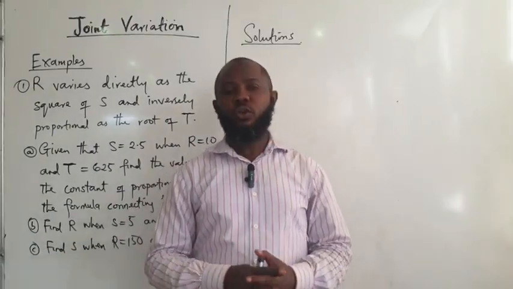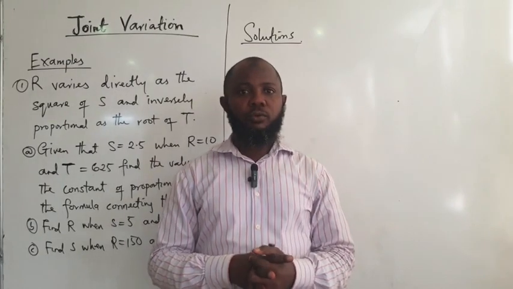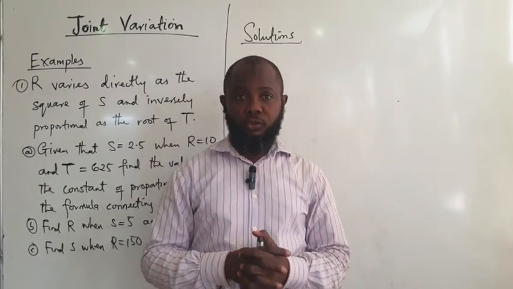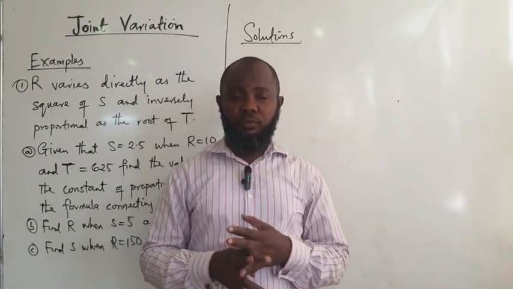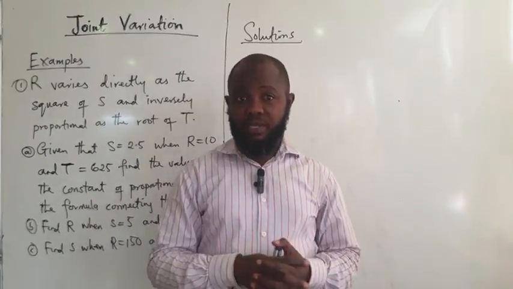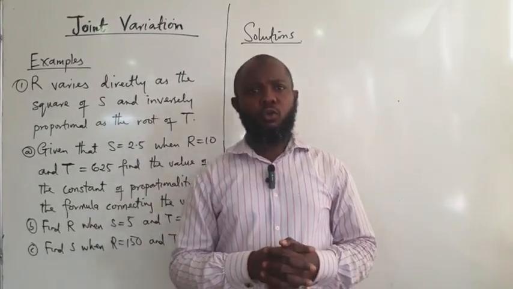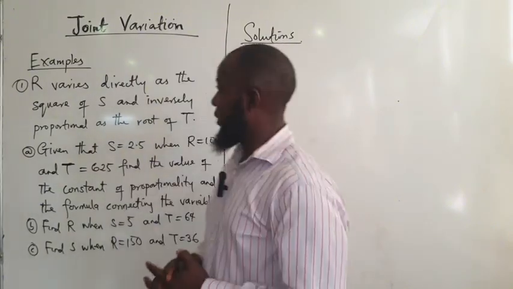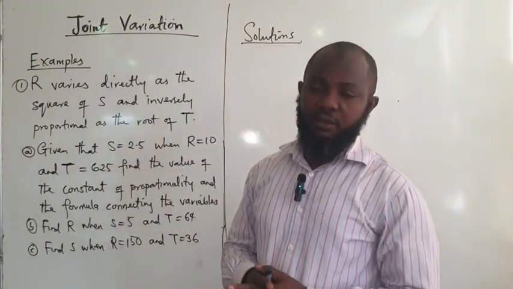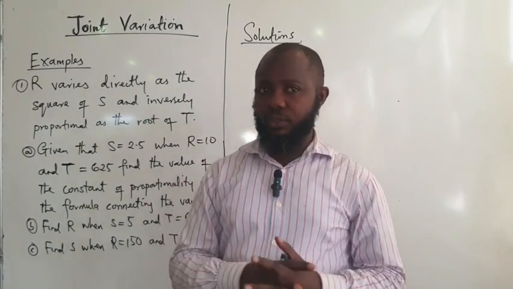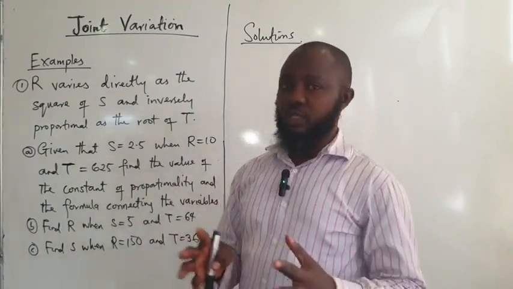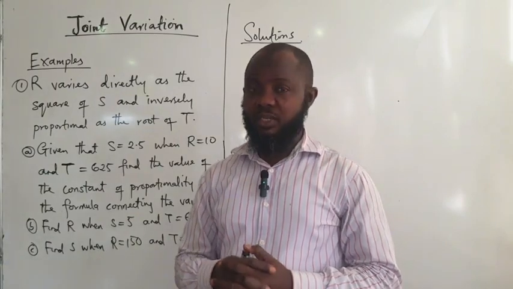So in this video, we want to continue from where we stopped on variation. We've talked about direct variation and indirect variation, which is also called inverse variation. But today, we want to look at joint variation. We have about 3 examples that we want to solve under joint variation. After that, we then move to partial variation in the next video.